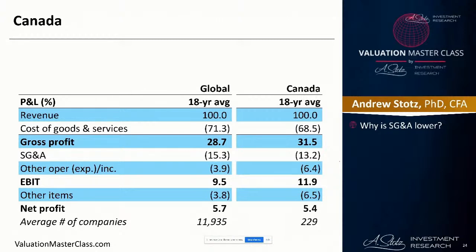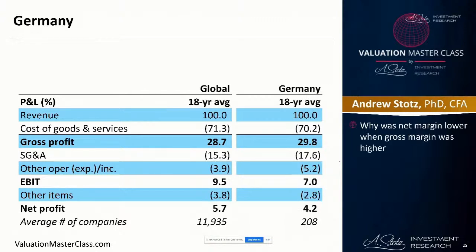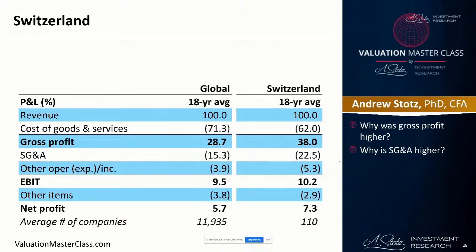And here's Canada. Canada is about in line, a little bit higher, but it has a lower SG&A. Why is that? Why does it have a lower SG&A? What is SG&A? It's selling, general, and administrative expenses. So it's the salaries related to selling, the general and administrative expenses related to running the business. Here's Germany. And why was the net margin lower? And here's Switzerland. My goodness, look at that gross margin. It's higher than any other country at 38%. And net margin is 7.3. But you can also see that SG&A is 22.5%. So they're spending a lot on their staff, on marketing, on legal fees, on all those things. Here's Korea, the lowest level, or one of the lowest levels on net margin as well as gross margin.